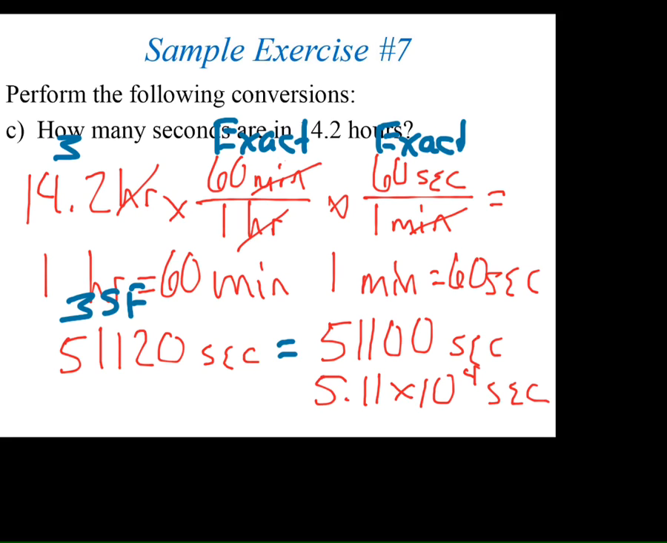Although this is the more preferred way in science because again, this one here clearly shows 3 sig figs. This one here, it's got these weird end zeros. So we like those if we can get rid of them.